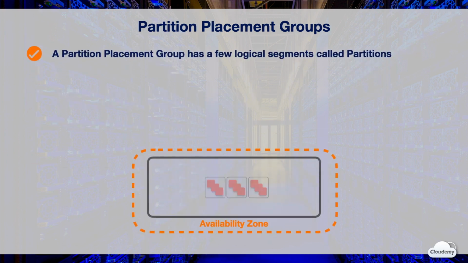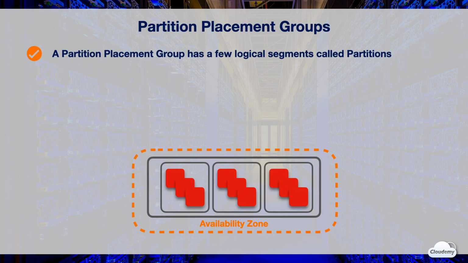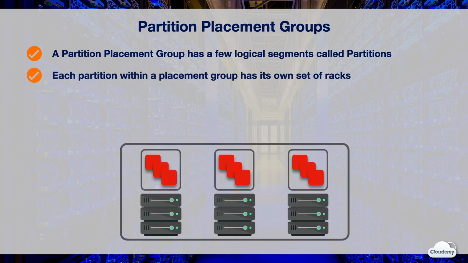A partition placement group has a few logical segments called partitions. A partition is like a subgroup within a placement group. Each partition can have multiple instances. Each partition within a placement group has its own set of racks. Each rack has its own network and power source.